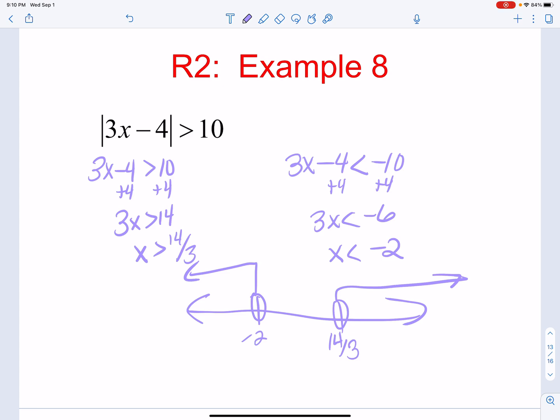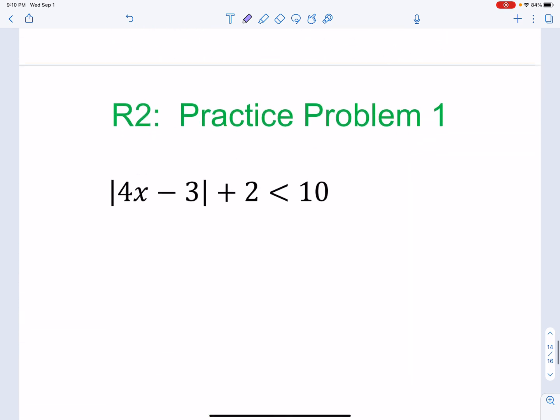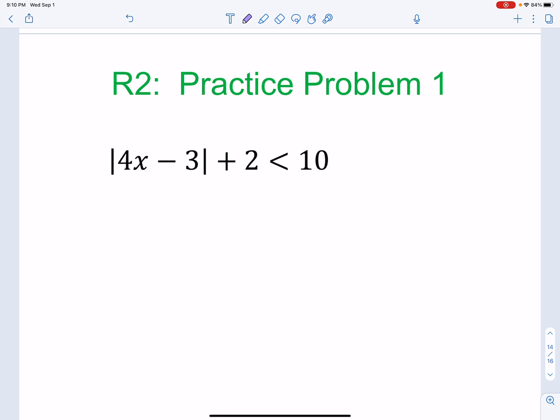Okay. All right. So just to practice, I don't think this was in the notes, but I just want to let you know you can't write two equations until you isolate. You have to isolate this all by itself, and then you would write two equations.